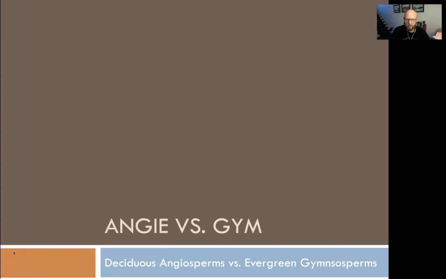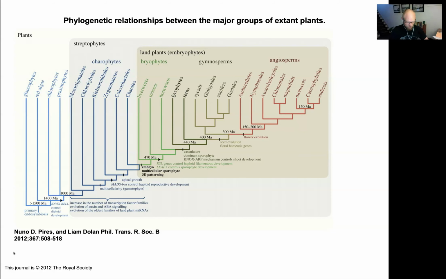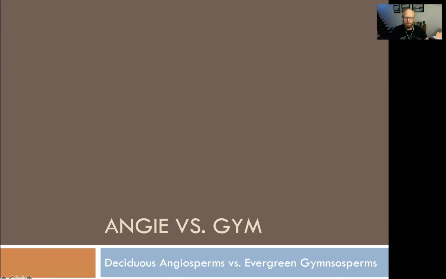I've got a lecture here on the adaptations of deciduous angiosperms and evergreen gymnosperms. So I've entitled this one Angie versus Jim. And what we're really going to be talking about is, if we think about these two functional groups, deciduous angiosperms and evergreen gymnosperms, they really occupy different parts of the world. And I'll show you a map in just a second.